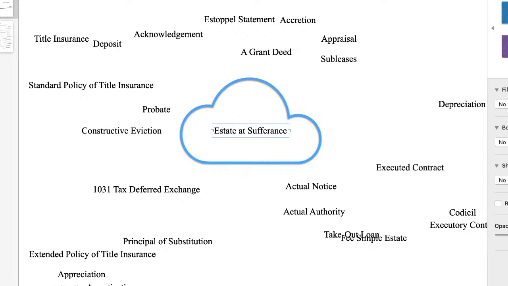Estate at sufferance. It's like a deadbeat tenant. Somebody stays past their due date. So estate at sufferance is a type of less than freehold estate. What are the other types of less than freehold estates that you need to know to pass your real estate exam? There are 3 others that you need to know in order to pass your real estate exam. What are they?